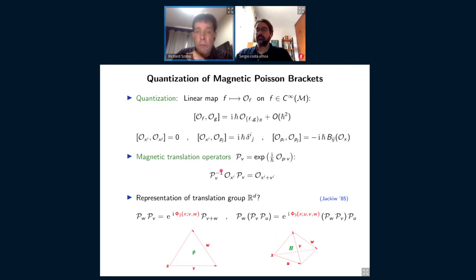These should now form some type of representation of the translation group. In general, it won't represent the translation group precisely, but it'll represent it up to a projective phase that I call phi 2 here. And it might not even be a projective representation, as we'll see in a moment. Namely, these operators may not associate with each other in the most general case, depending on what the magnetic field is.